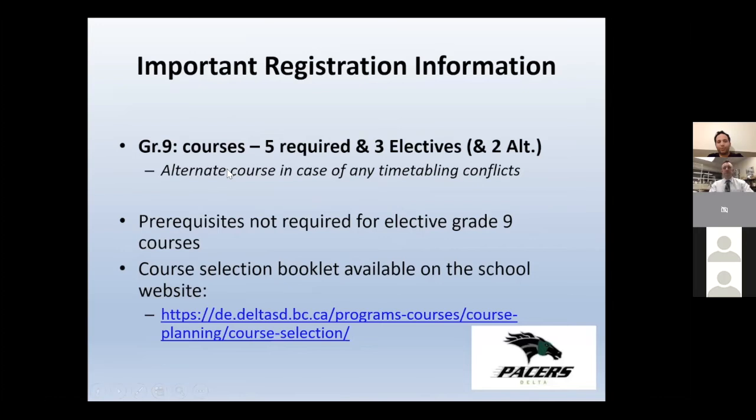So for grade 9 students, there'll be 5 required courses that every child is required to take. And then there will be 3 electives. And then you're also required to pick 2 alternates. We ask that you pick 2 alternates because sometimes students are not able to get the electives that they want. So we ask them to pick 2 alternates and put them in preference, so what's your first alternate and what your second alternate is. That way, if a student is unable to get one of the electives that they've requested, we can easily slot them into one of their alternate courses.